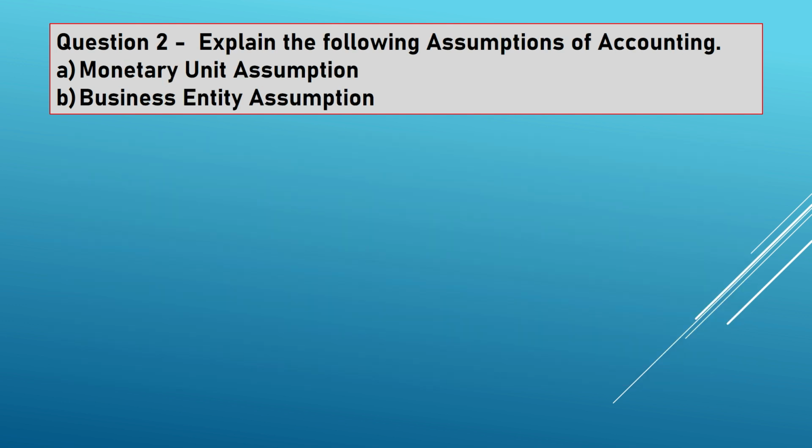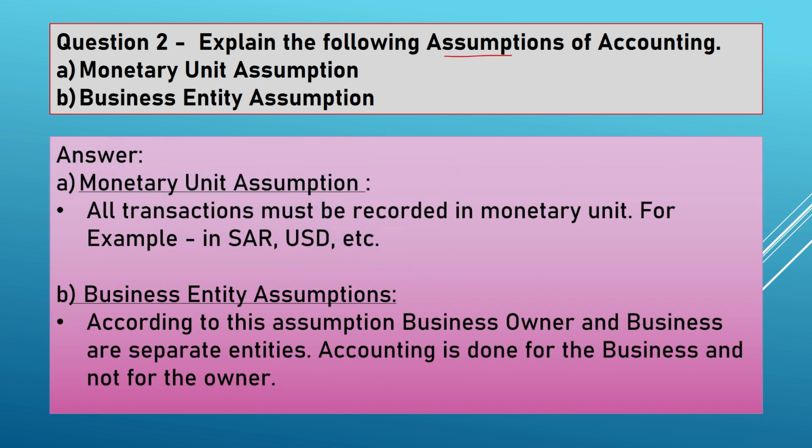The other question is about the assumptions. You are also given the 4 assumptions of accounting. So I have taken the 2: the monetary unit assumption and the business entity assumption. For example, you are asked to explain them. So first of all, for monetary unit assumption, you will write that according to this assumption, all the transactions must be recorded in monetary unit.